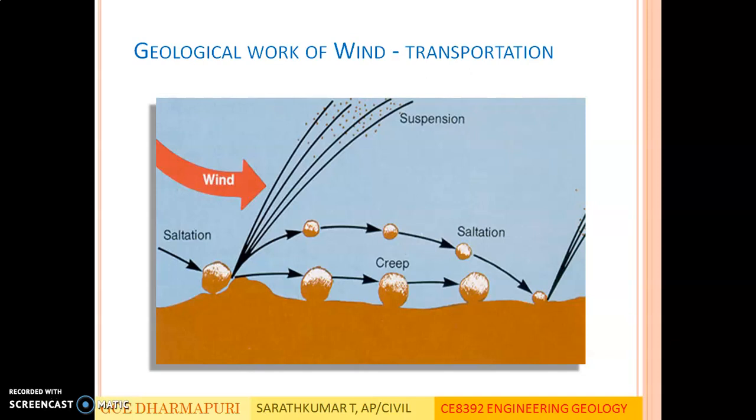In the next slide this is shown. There are two modes. When wind blows, the finer particles are carried inside the wind and move away. It is in a suspension way, whereas the heavier particles, when the velocity of wind is higher, go up and fall down, and again when the wind velocity picks up, the heavier particles are transported again and fall down. This series of jumps of transportation is called saltation.